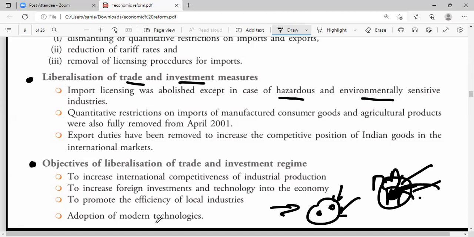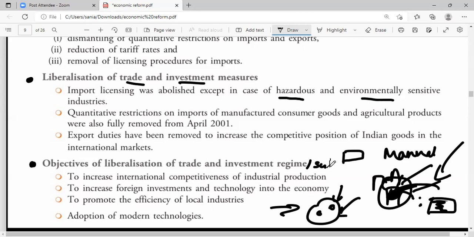Next, in order to adopt modern technologies. For example, earlier you were printing through a manual printing machine. But Japan gave you a new machine which is automatic. You just need to press one button and everything will be done on its own. So if you want to adopt modern technology as well, you need to liberalize the trade and investment sector. Regime means sector. Clear?